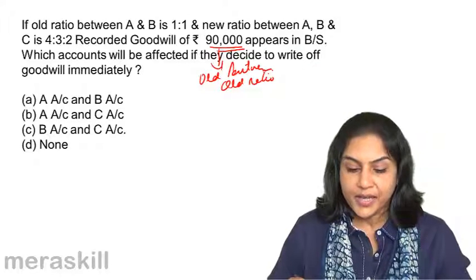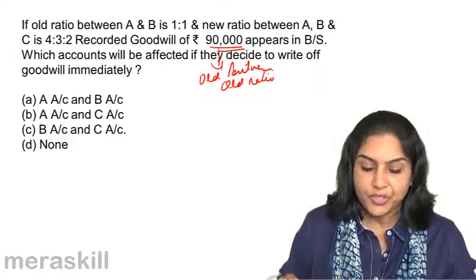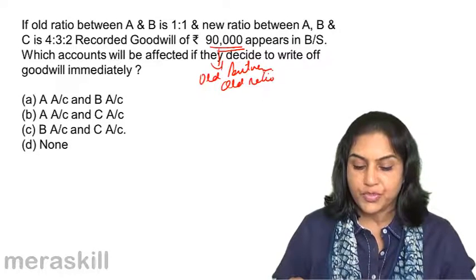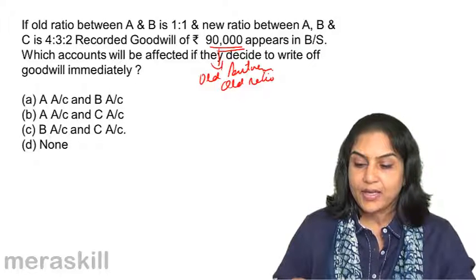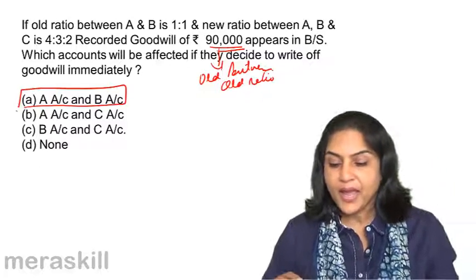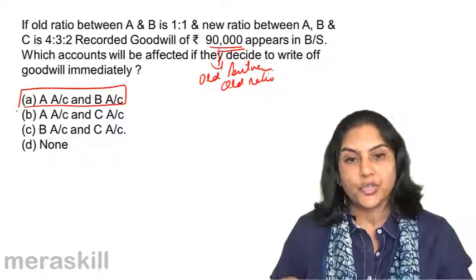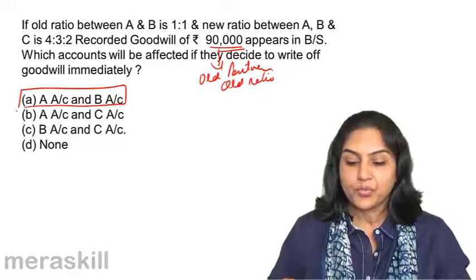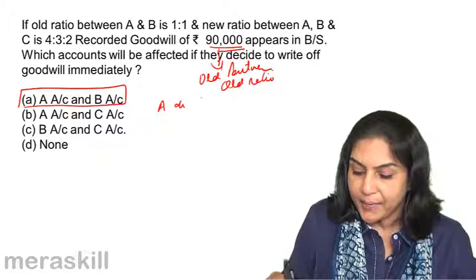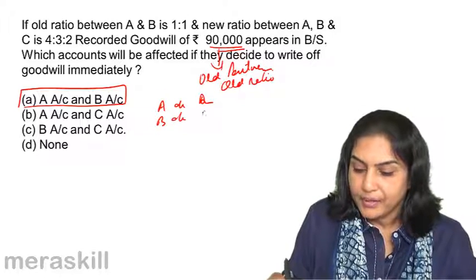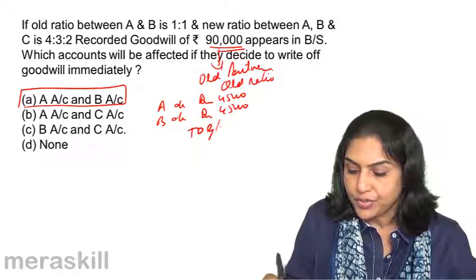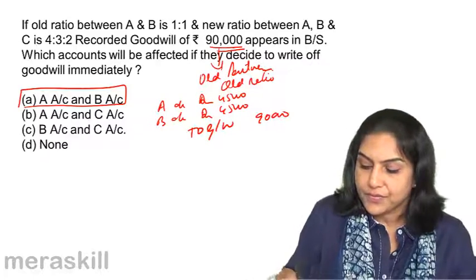So what is the entry? What are the options? A account and B account. B, A account and C account. Option C, B account and C account. None. So here 90,000 will be written off to the old partners A and B in the old ratio, which was equal. The accounting entry would be A account debit 45,000, B account debit 45,000, to goodwill 90,000.